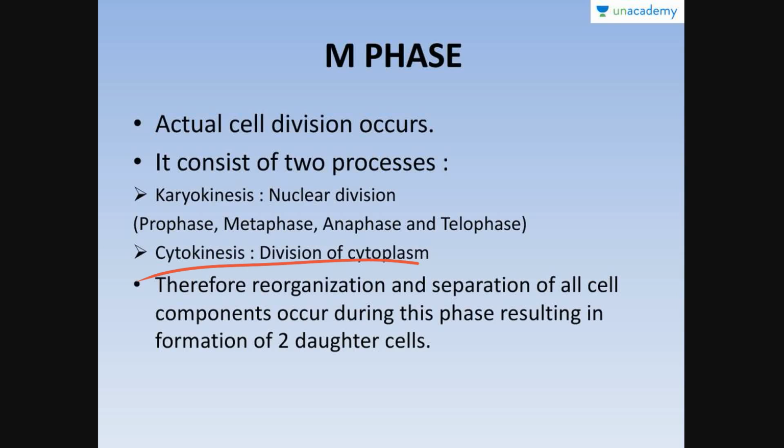The next is the cytokinesis. Cyto comes from cytoplasm and kinesis again is breakdown. So here the division of cytoplasm occurs. Finally, two daughter cells are formed. And therefore, because all the components of the cell are being divided or separated, we call it as a reorganization and separation phase. The M phase is referred to as reorganization and separation phase because the cell components are being separated and reorganized among the two daughter cells.